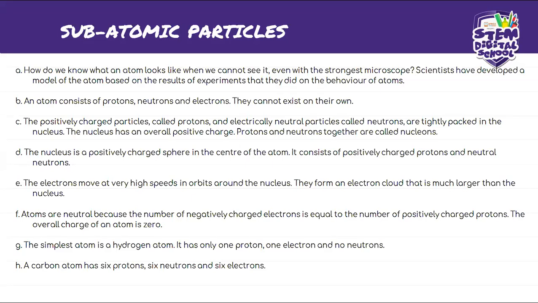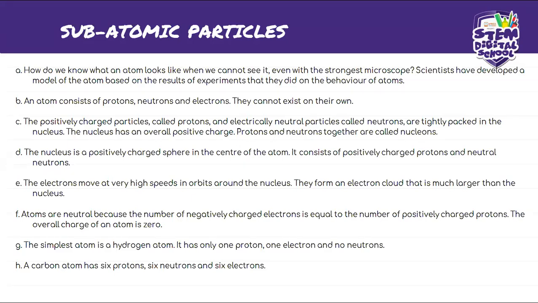Okay, so let's go on. The electrons move at a very high speed in orbit around the nucleus. They form an electron cloud that is much larger than the nucleus. Atoms are neutral because the number of negatively charged electrons is equal to the number of what? Positively charged protons. The overall charge of an atom is what? 0.